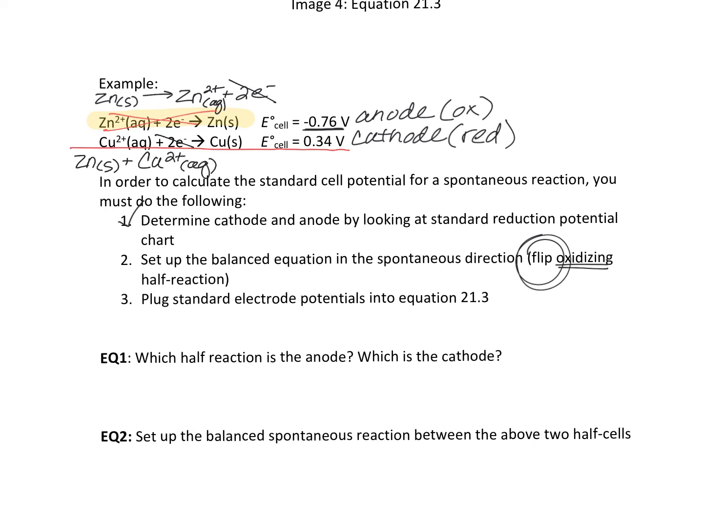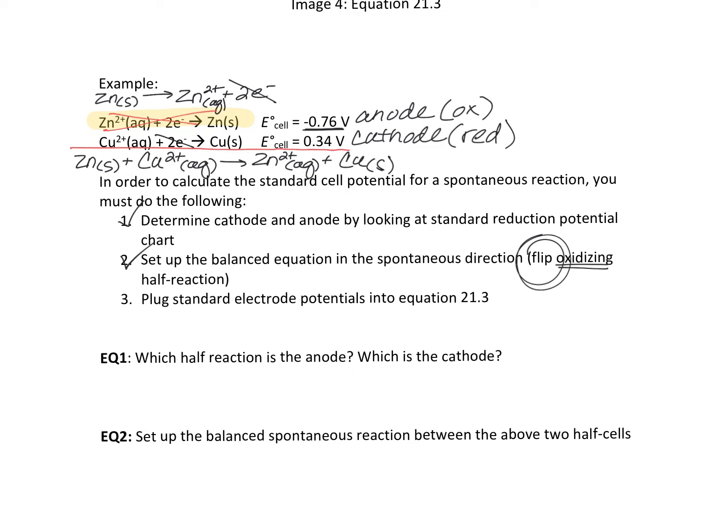plus copper 2 plus makes zinc 2 plus copper solid. So the electrons should not show up in your overall balanced reaction. Okay, so I have number 2 done.